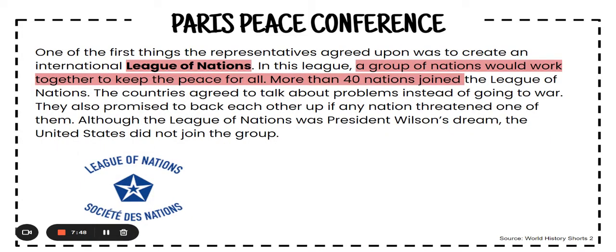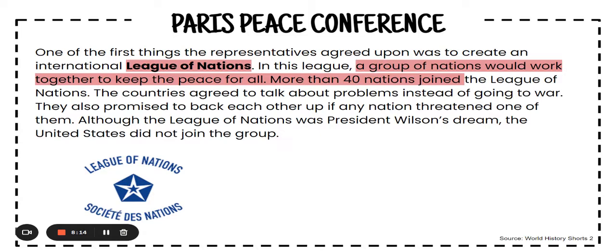So one of the first things the representatives agreed on was to create an international League of Nations. In this league, a group of nations would work together to keep the peace for all. More than 40 nations joined. The countries agreed to talk about problems instead of going to war. They also promised to back each other up if any nation threatened one of them.